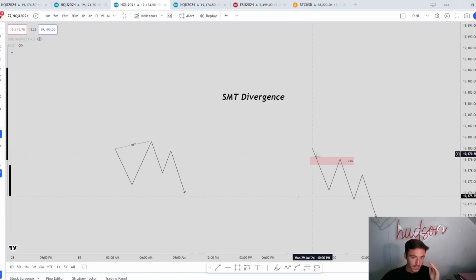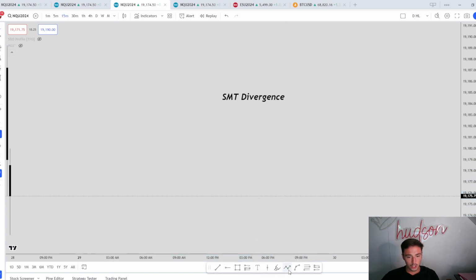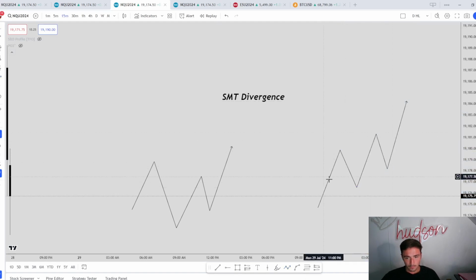Now, in a bullish scenario, so let's get rid of this. A bullish scenario would be we have a low, we have a high. Let's say this one takes the low and then displaces out and then goes higher. So right here, let's say this is ES, this is the NQ. We do not take that low and then we continue higher. So right here would be your SMT.